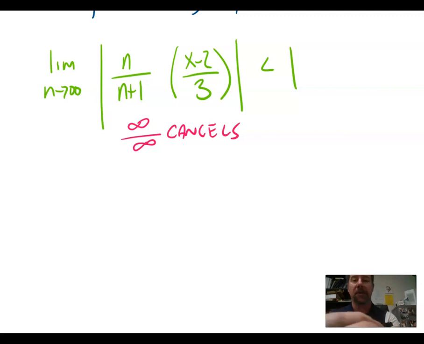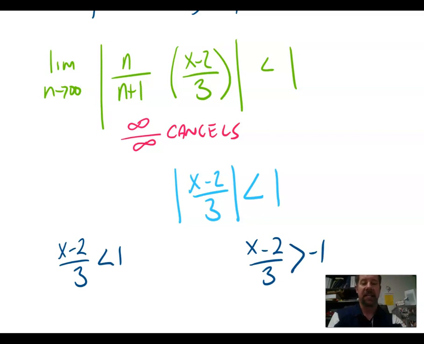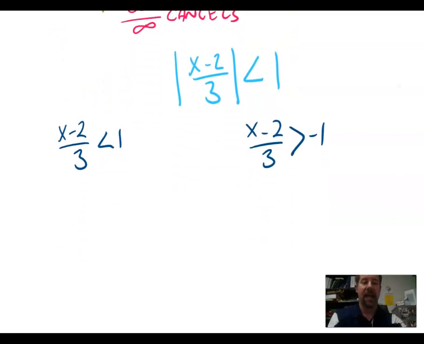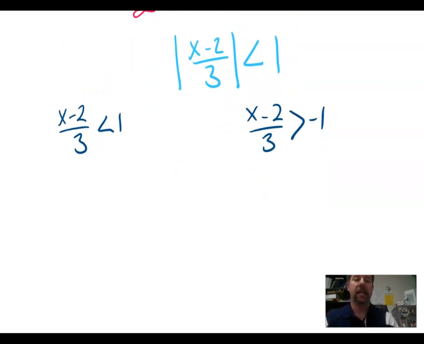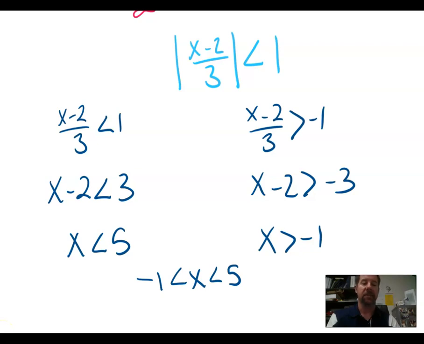And then we can just focus on the part that we need to find, which is the x minus 2 over 3 is less than 1. That's the part we want to deal with to find our interval of convergence. So again, I've got to set up my two cases to get rid of the absolute value. And now I'm going to multiply both sides by 3. And then we can add 2 to both sides. And we get x is less than 5 or x is greater than negative 1. Or that our interval is going to be negative 1 is less than x, which is less than 5.